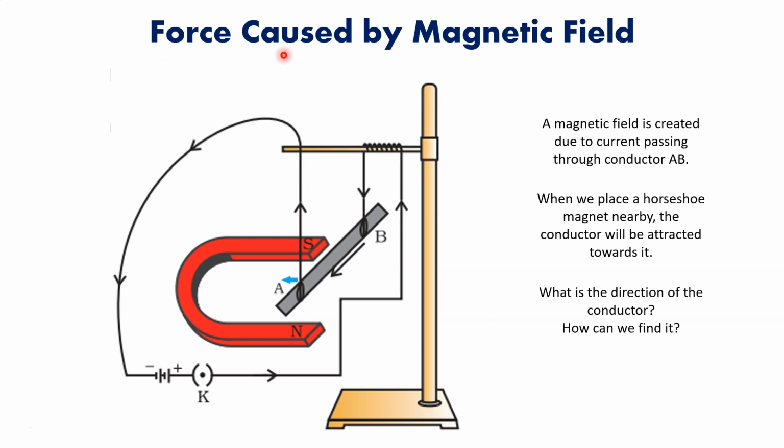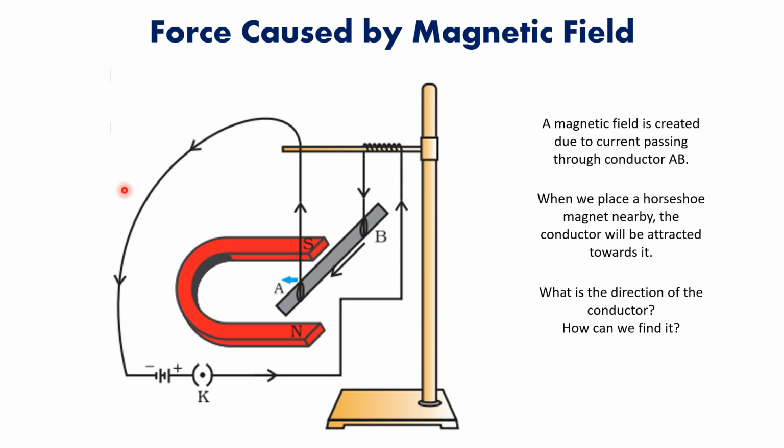So the first topic is force caused by a magnetic field. We know that a magnetic field is created when a current passes through a conductor. But suppose we place another magnet, say a horseshoe magnet, nearby. Will the conductor be attracted towards it? So let's look at this contraption here.